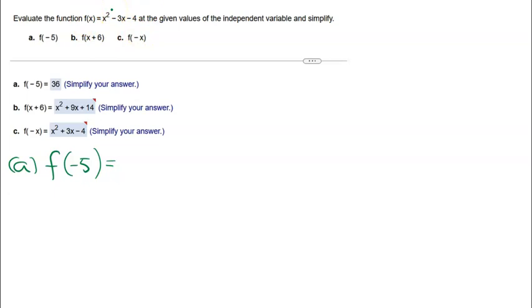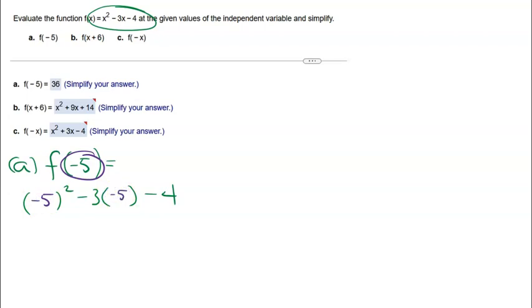So I highly encourage you to write your function down, notice at the top of the screen, with parentheses everywhere there is an x or your variable. So notice I did that. I went parentheses squared minus 3 times parentheses minus 4. Now what am I plugging into the parentheses? The number that's inside your function. So -5 goes there, -5 goes there.